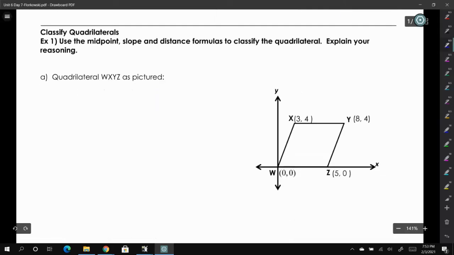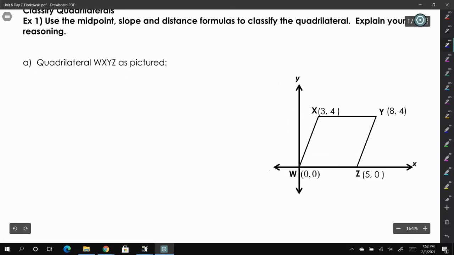All right, so example number 1, we have this quadrilateral, and what we're going to do is find the lengths of the diagonals using the distance formula, the slopes of the diagonals using the slope formula, and then possibly the midpoint of each diagonal if we can't narrow it down. So if we look at this, let's label our diagonals. I'm going to draw one in red and one in purple. And let's start with the slope.